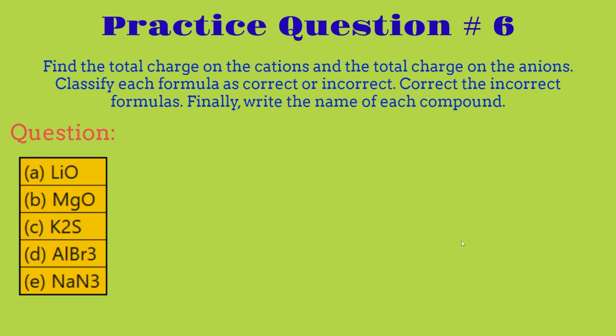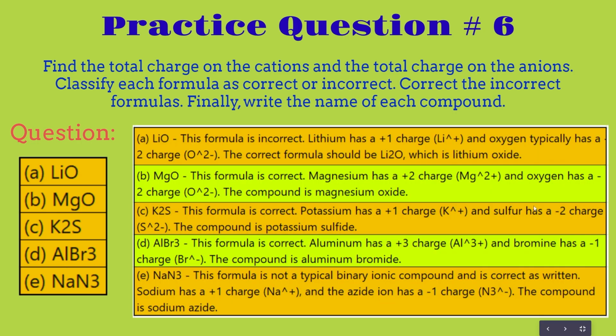So now for practice question number 6, find the total charge on the cations and the total charge on the anions. And then classify each formula as correct or incorrect, and then correct the incorrect formulas, and then also write the name of each compound. So I'm going to pull out the answer here so we can read along.